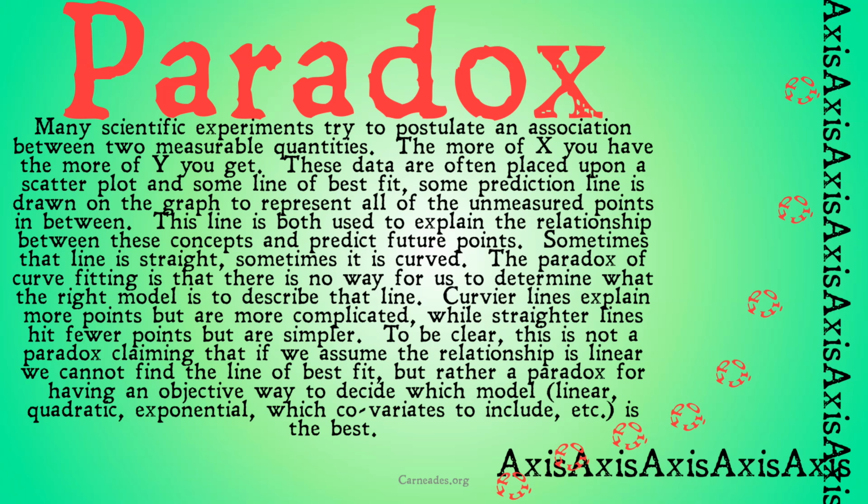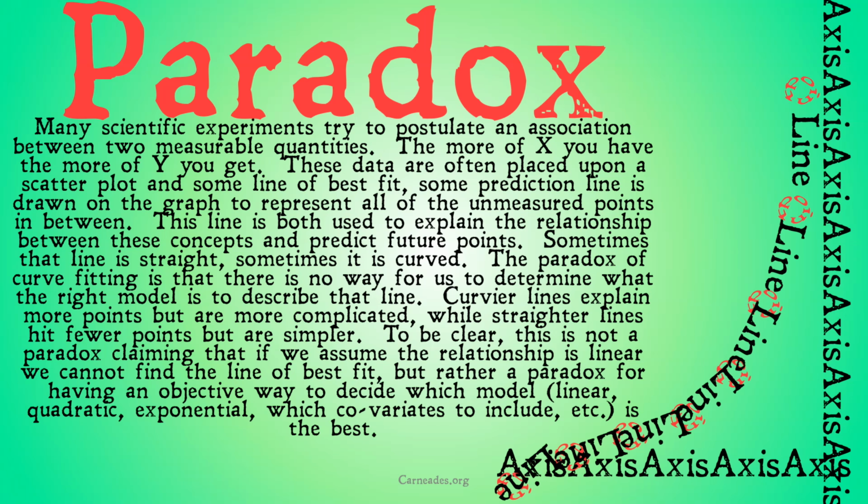This can, of course, be done with many more dimensions than two. You can have a lot of things influencing a single output, but we're just going to stick to two for simplicity's sake. The overall conclusions apply to the additional dimensions as well. This line is both used to explain the relationship between these concepts and to predict future points. Sometimes that line is straight, sometimes it is curved.